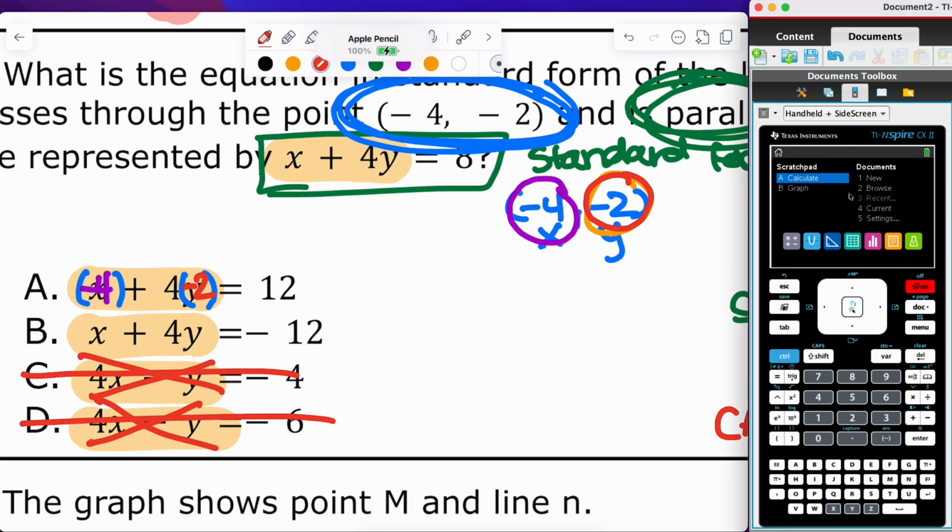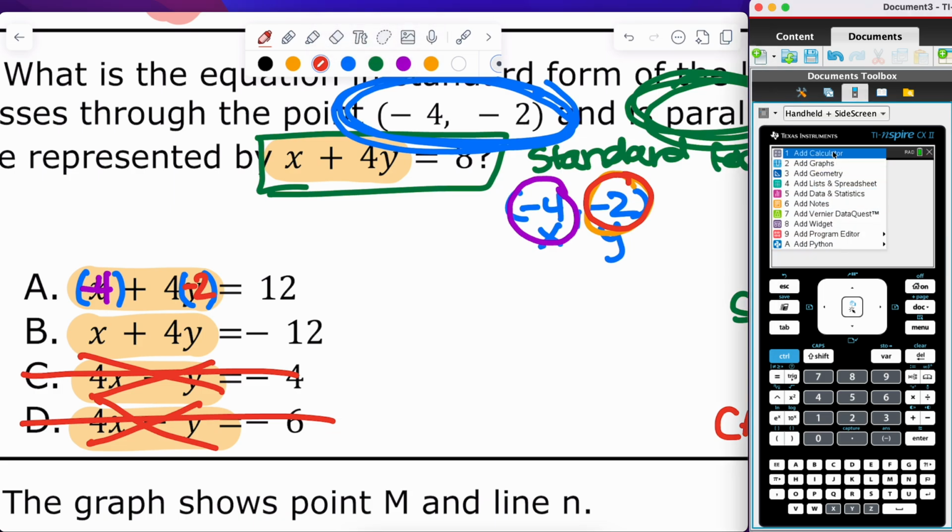So I'm going to plug that into my calculator. I'm going to go home, new document, and add calculator. And I'm going to type it exactly: parentheses, negative 4, parentheses, plus 4, parentheses, negative 2, parentheses, equals 12. Enter. And it says false.